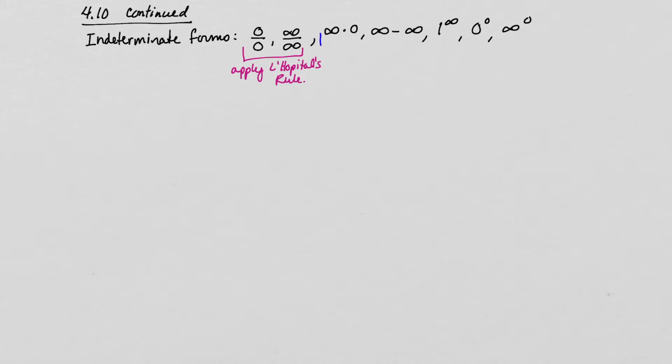I said these next two here, which is what we had done an example of, you have to use algebra to get into 0 over 0 or infinity over infinity. And then, go back to green here.